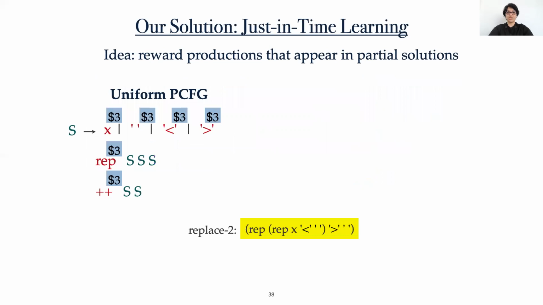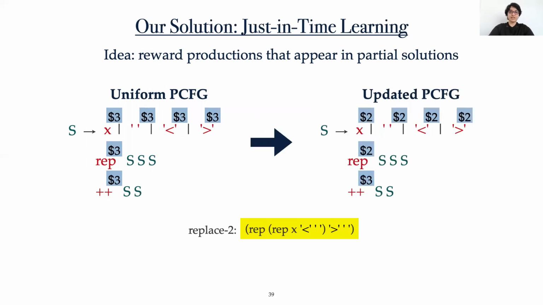From this partial solution, we learn that replace seems to be a useful operator to solve our remove angles problem, whereas concat is not. To encourage the synthesizer to explore programs with more replaces and fewer concats first, we reward the productions that appear in replace 2 and update the PCFG on the fly. Since replace 2 contains the replace operator and the string literals, we reward these productions by decreasing their costs from 3 to 2. This update increases the relative cost of concat.